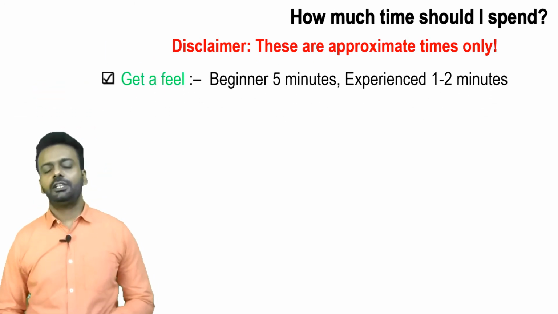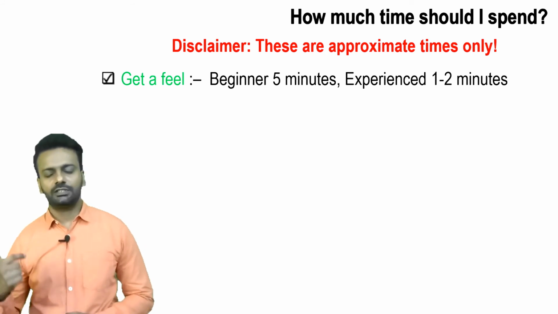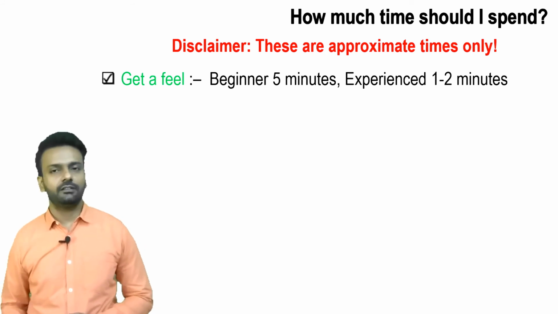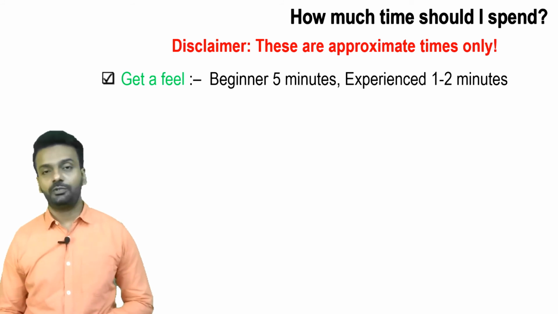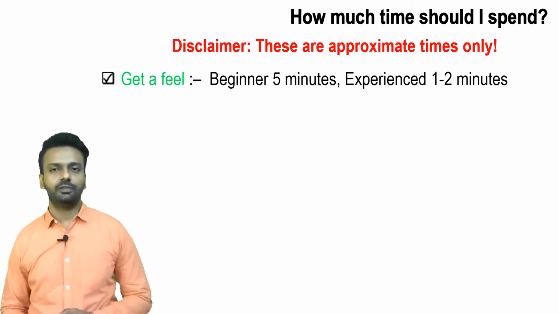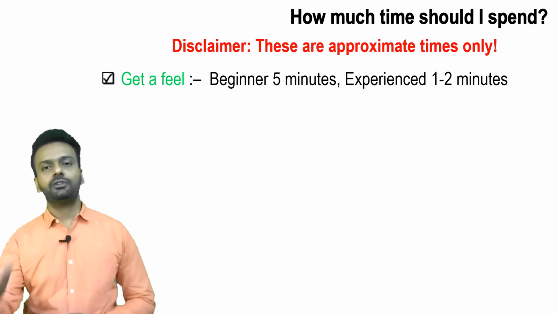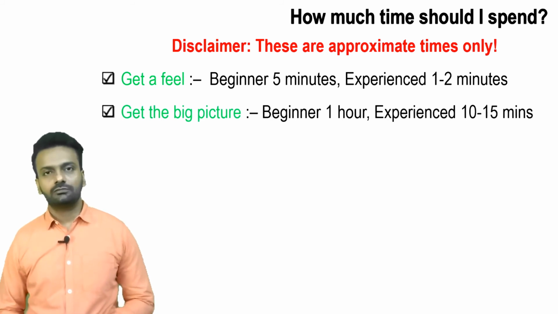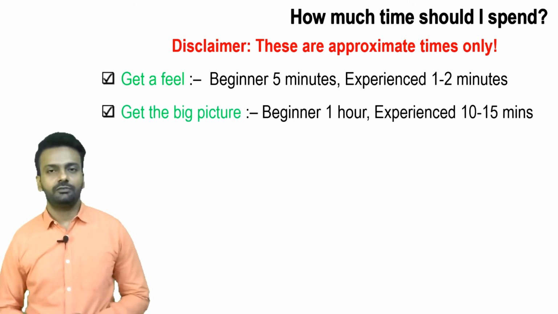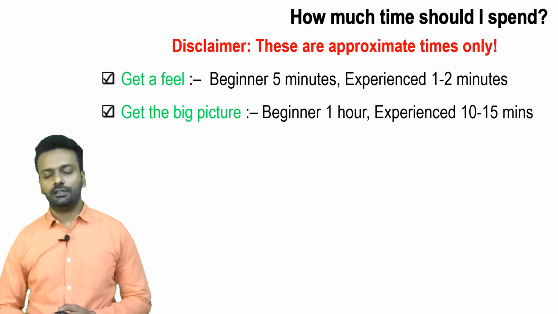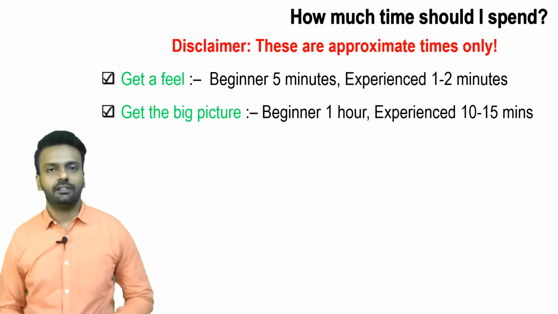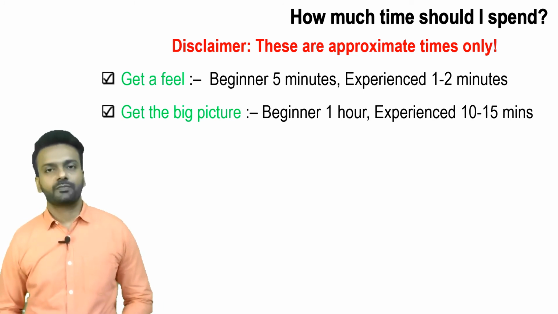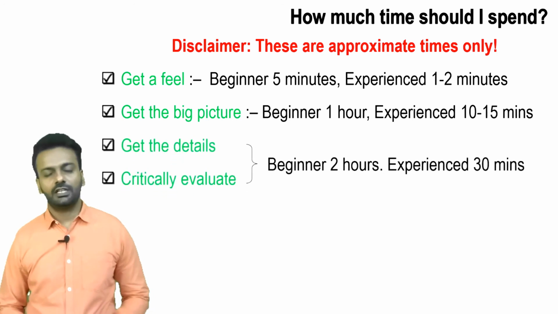Suppose you want to get the feel of the paper, you just want to skim the paper. A new person might take around 5 minutes or so, but an expert, in a couple of minutes they are good with the paper. They know whether they want to take the paper or just leave it. If you want to get the big picture, a beginner might take around 1 hour if they are just starting to read papers, and an expert might do it in 10 minutes, maximum 15 minutes, and they get the big picture of the paper which they are reading.